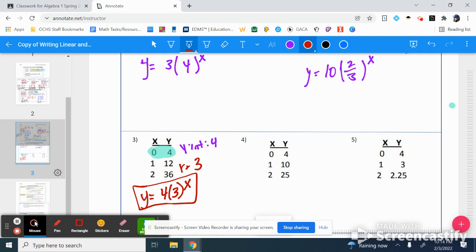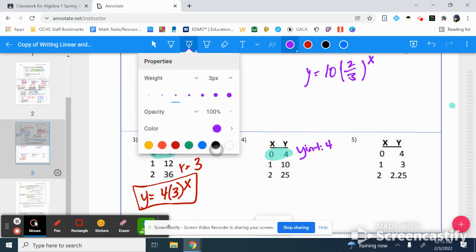As I look at number 4, I want to identify a y-intercept if possible. So x equals 0, boom. It just happens to be that my y-intercept is the same value as it was before. Now I have to determine, what did I do to 4 to get to 10, and what did I do to 10 to get to 25?